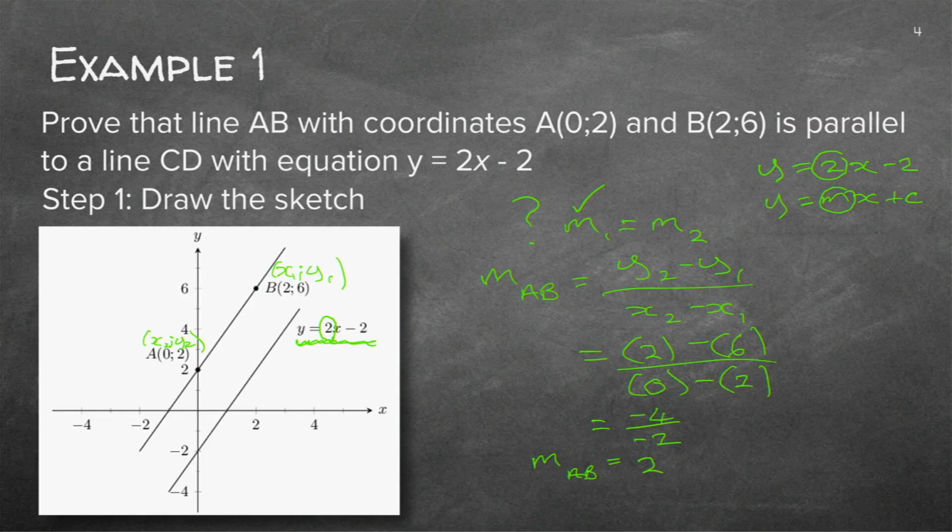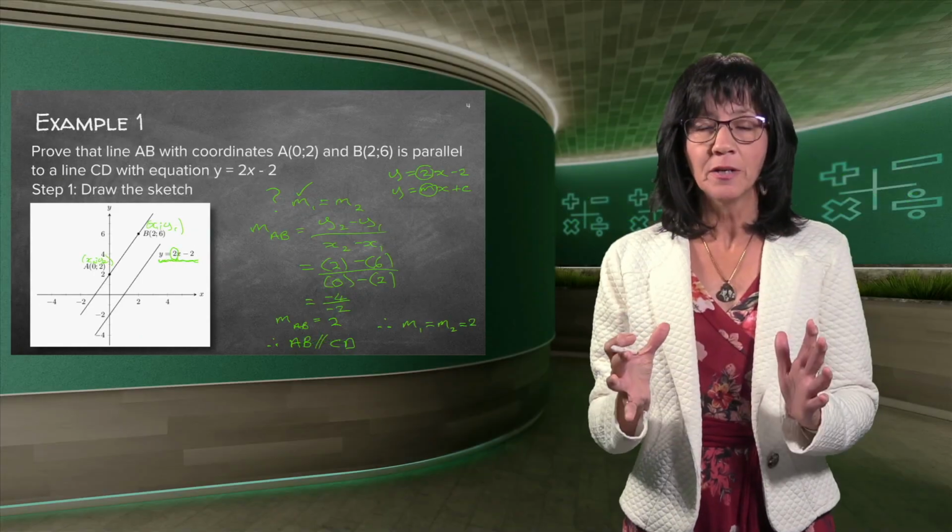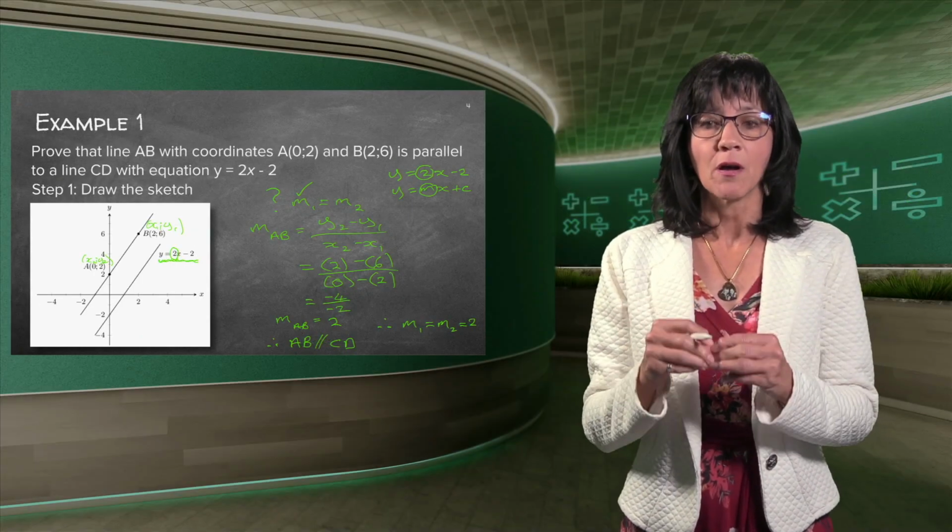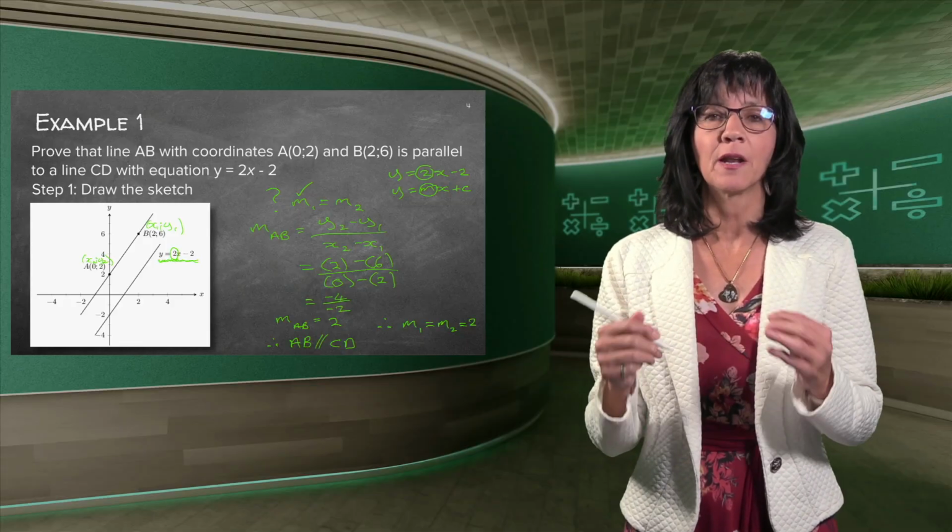So now I can see that the gradient that I worked out now and the gradient that they gave me is exactly equal. But now I must say gradient 1 is equal to gradient 2, and I can say they both equal 2, and that is why I know line AB is parallel to the line CD. You got it? So make very sure that you understand what they asked. They asked you to prove that the lines are parallel.